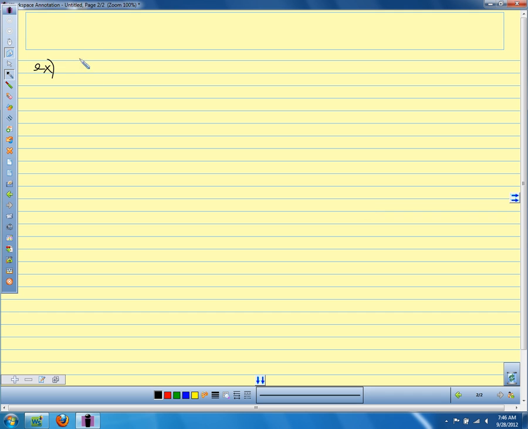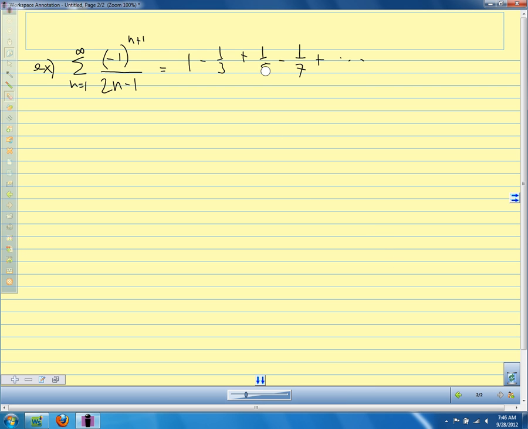So we have the sum n equals 1 to infinity of negative 1 to the n plus 1 over 2n minus 1. And I'm just going to write out a few terms, just so we see what this series looks like: 1 minus 1/3 plus 1/5 minus 1/7 plus dot dot dot. So here's our series, and we want to test this for convergence. We're going to determine if this series converges. So the way we've defined our a sub n, it's going to be 1 over 2n minus 1.